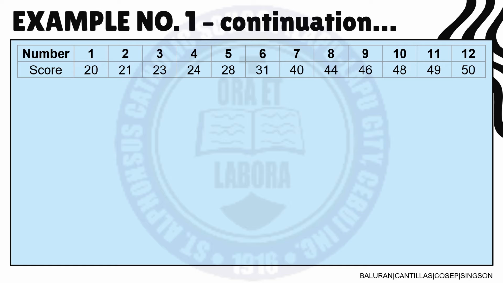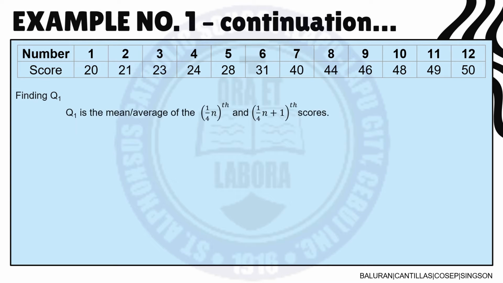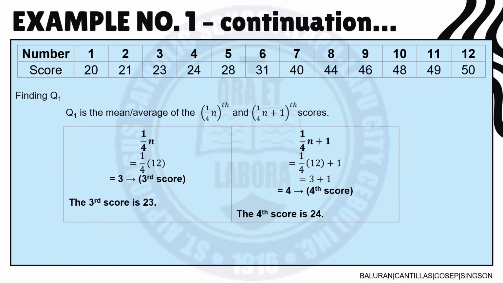After arranging the set of scores from smallest to highest, we will now find the value of our first quartile. The first quartile can be solved using the mean or average of 1/4 times n and 1/4 times n plus 1. We will present this through the tabular form. Let us begin first with 1/4 times n. N here is 12 since we have a total of 12 students. Then substitute, we have 1/4 times 12, it gives us 3.